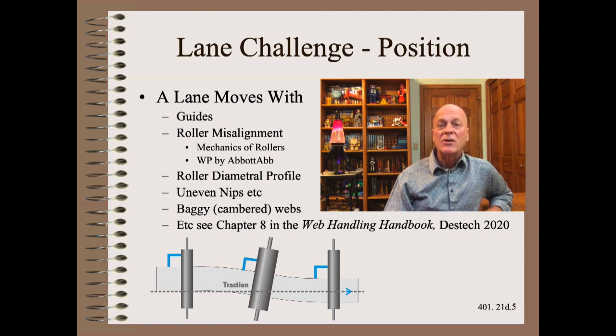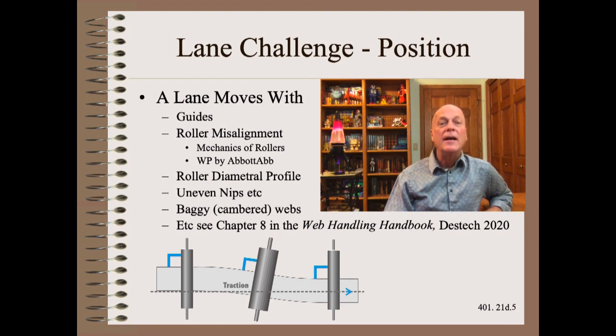You can get much more exact answers using the method in my Mechanics of Rollers book, or much more conveniently, the Wrinkle Predictor by Abbott App. However, there are many other ways the web can be moved sideways, as described in detail in Chapter 8 of my Web Handling Handbook.